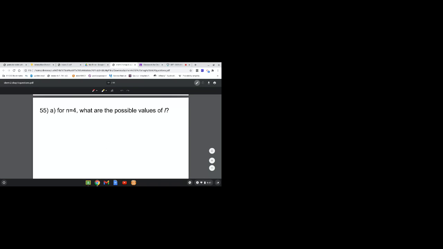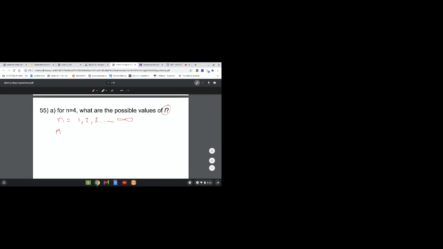Okay, so question 55 says, for n is equal to 1, what are the possible values of L? Well, there's several equations for these quantum numbers. N can be any integer, so 1, 2, 3, all the way up to infinity, although it typically doesn't happen. We usually stop around 6 or 7, but it could happen.